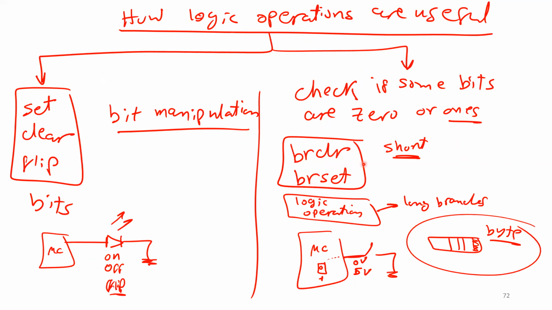Also this one is going to branch if the bits you mark or the bits you select are set. Okay, I told you the problem in these two instructions, they are short. Now you can also use logic operation to do the same thing, like branch if clear, branch if set. Using logic operation, but this time you can do long branches, as you will see right now.